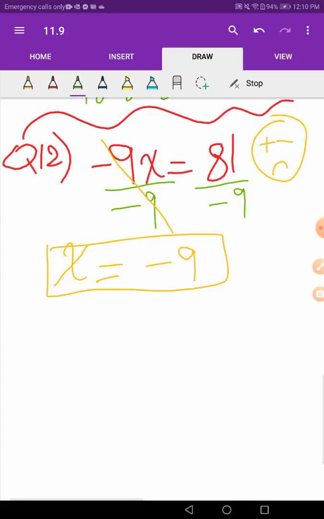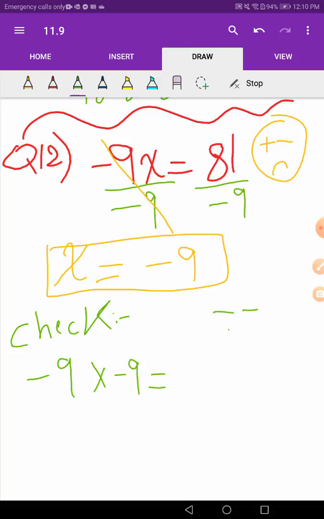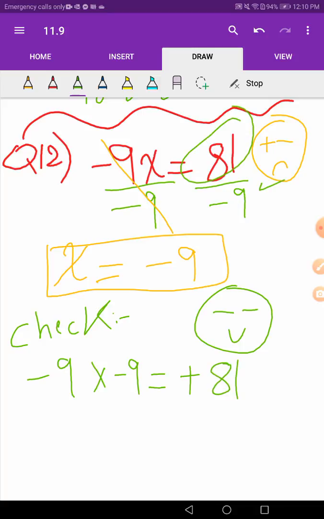Let's check my work. We have negative 9 times negative 9. Negative times negative equals a positive number. And 9 times 9 is 81. Is it? Yes, it is. So my answer is correct.